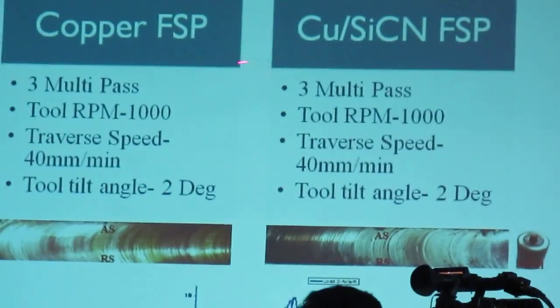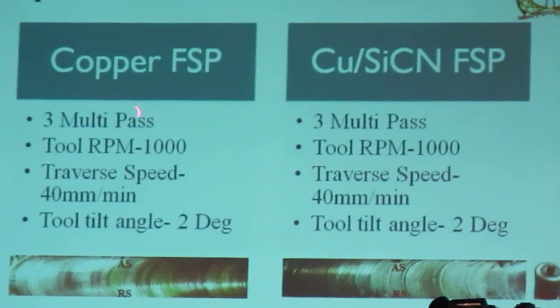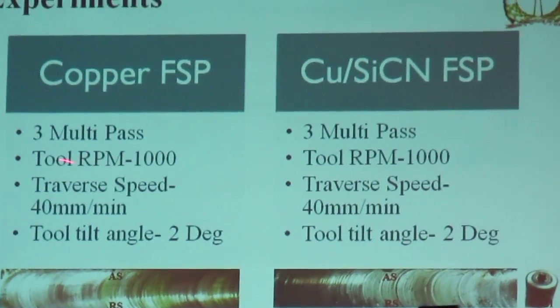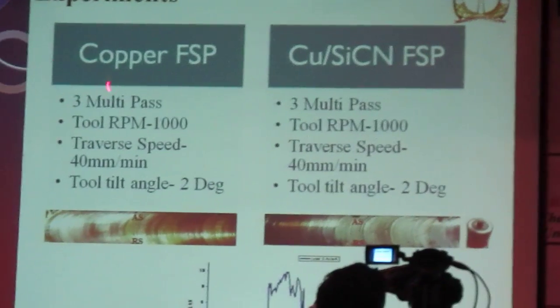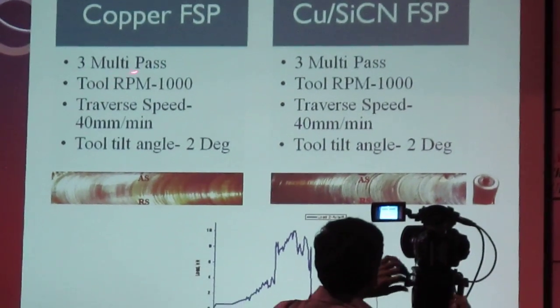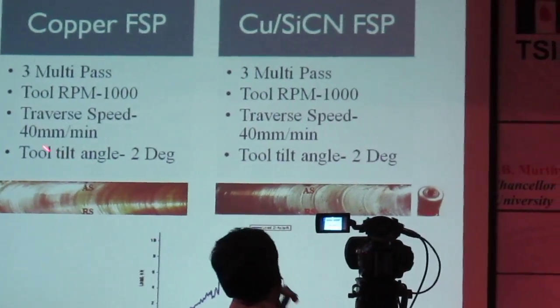These are the experiments which I did. I did multi-pass processing on base copper and for the copper composite also. And these are the parameters which I used. The tool was rotating at 1000 rpm, and the traverse speed was 40 mm per minute, and there is a tilt angle in this process which was 2 degrees.